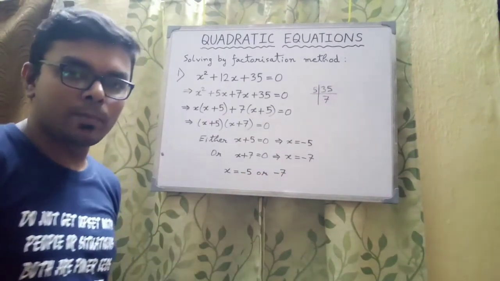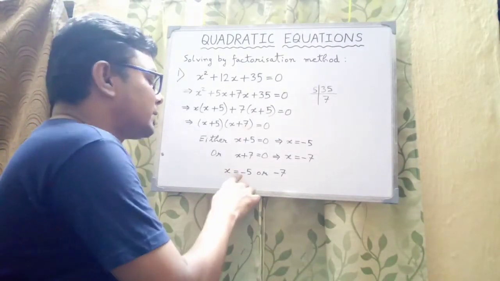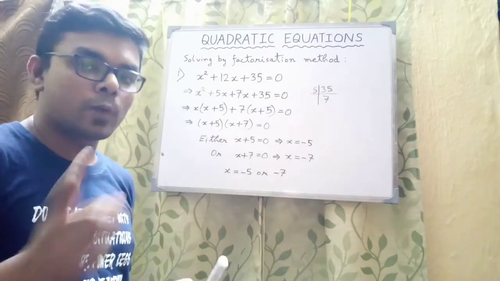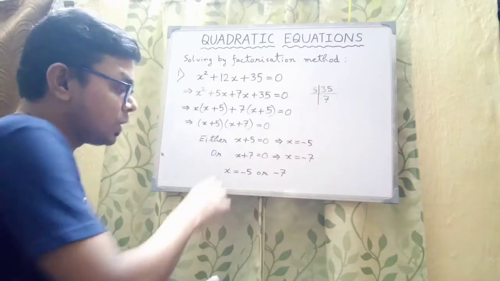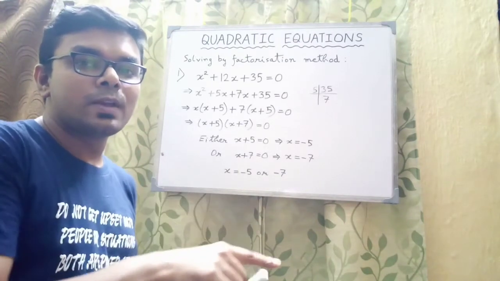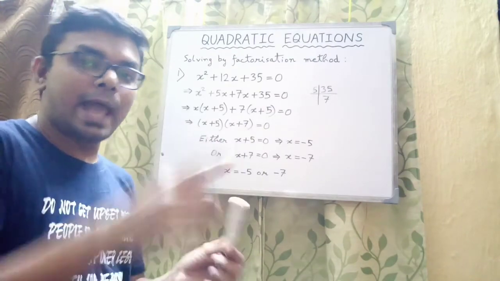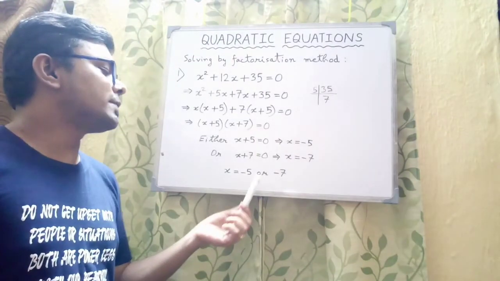One thing has to be remembered over here. I've seen many students making this mistake, writing x equals minus 5 and minus 7. The difference between and and or must be clear to you. Here we must use the word or, because x cannot be both minus 5 and minus 7 together. A person cannot be one person and another person together. So it will be x equals minus 5 or minus 7.